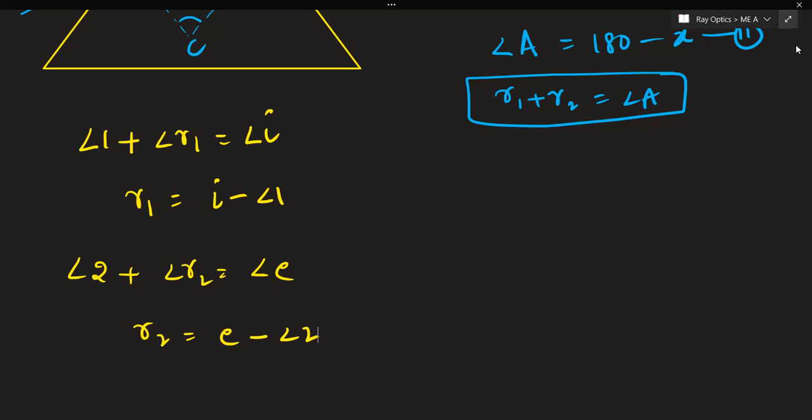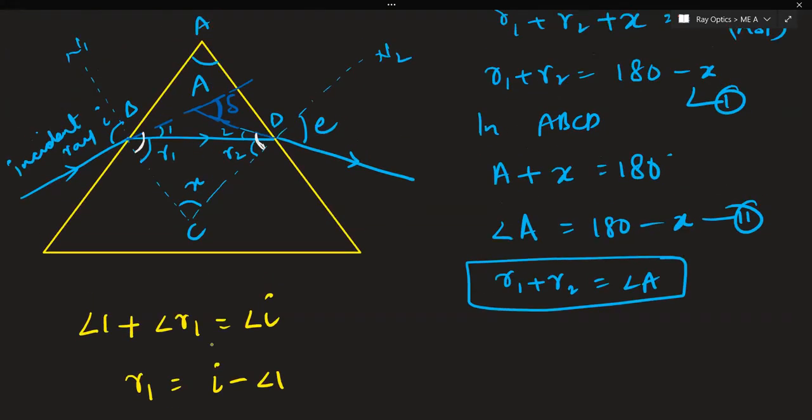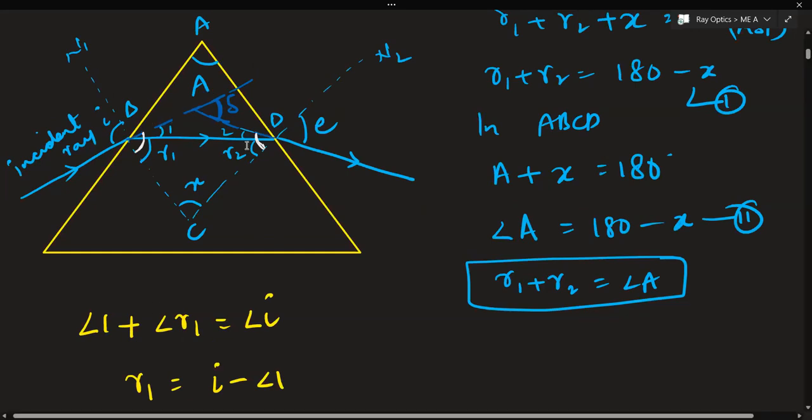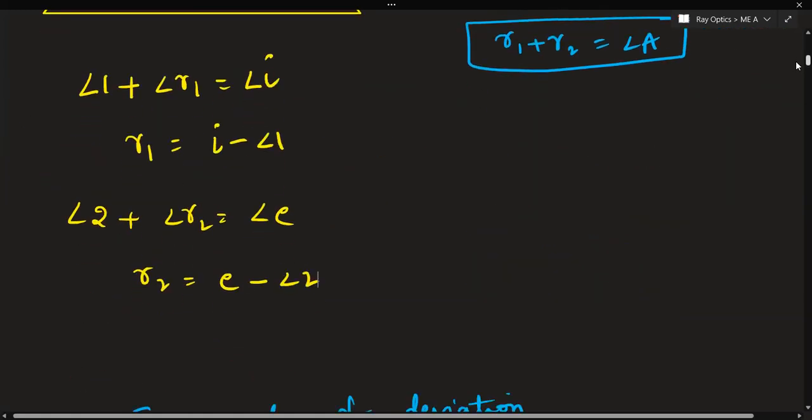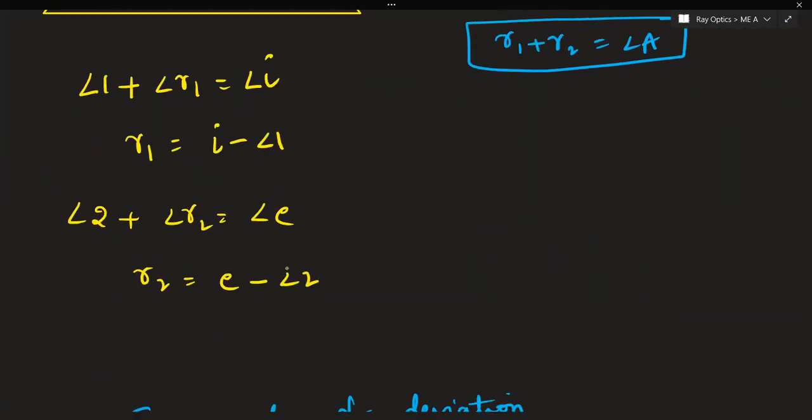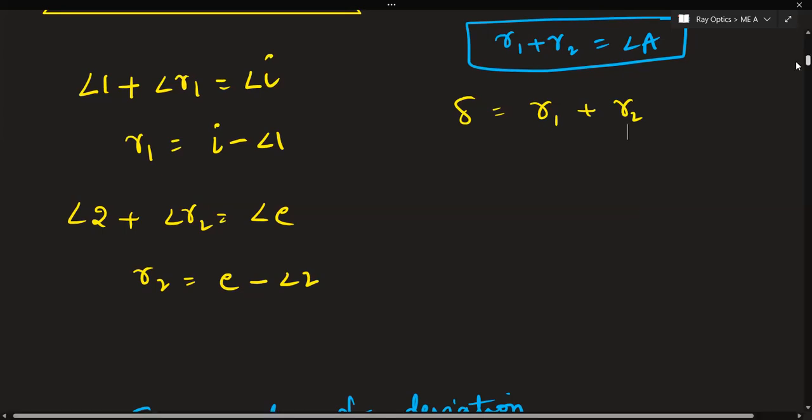Now if you look at this triangle ABD that has been formed, can you see this exterior angle is delta, the angle of deviation? Delta is the angle of deviation. So 1 plus 2 will be equal to delta using the exterior angle property. Delta is the exterior angle, so the exterior angle will be the sum of the opposite interior angles. Now put the values of it.